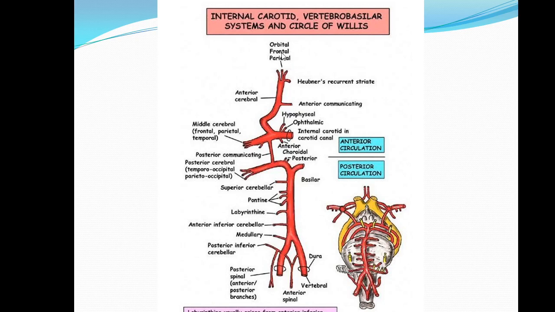Here you can see the internal carotid and vertebrobasilar system and the circle of Willis. Here are the two vertebral arteries joining to form the basilar artery, which at the upper border of the pons divides into posterior cerebral arteries. The posterior cerebral arteries are connected by the posterior communicating branch with the internal carotid artery. The internal carotid artery terminates by dividing into anterior cerebral and middle cerebral.